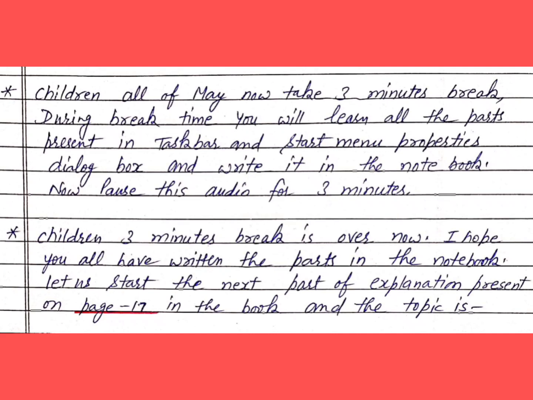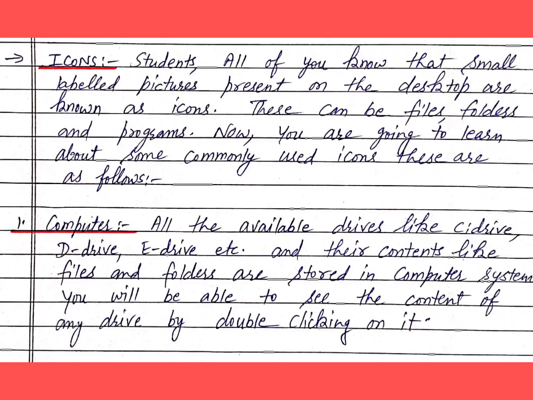Let us start the next part of explanation present on page 17 in the book. And the topic is icons. Students, all of you know that small labeled pictures present on the desktop are known as icons. These can be files, folders, and programs. Now you are going to learn about some commonly used icons.